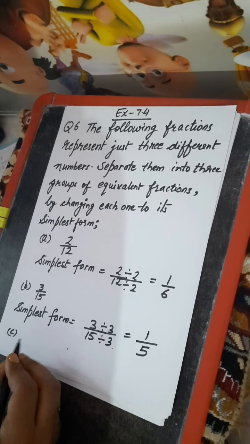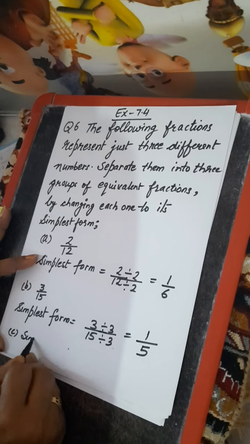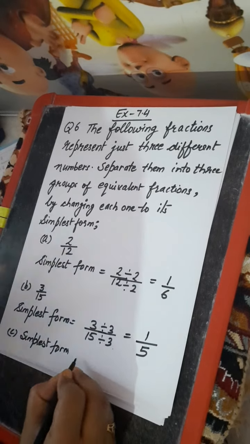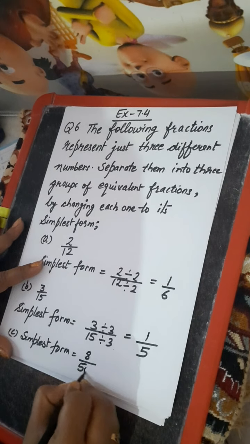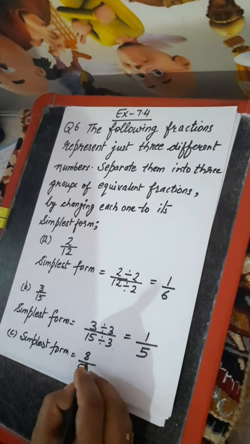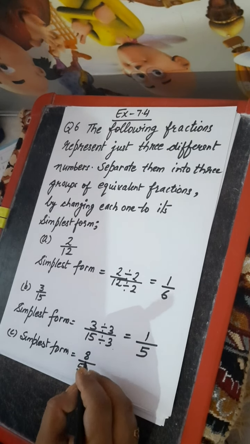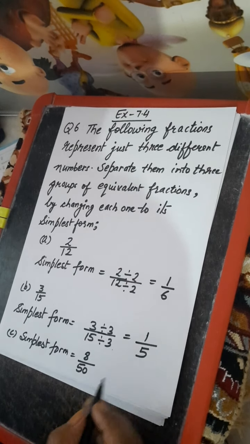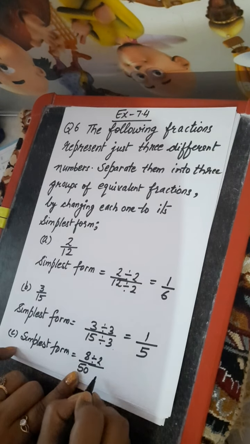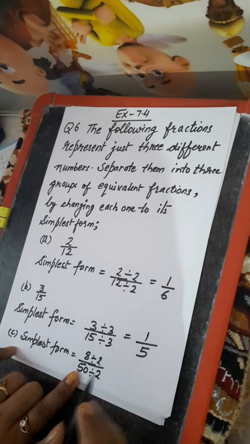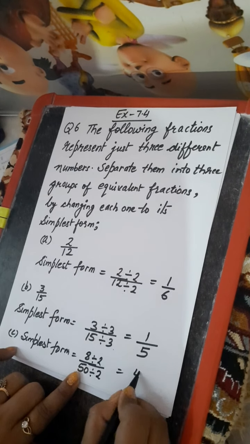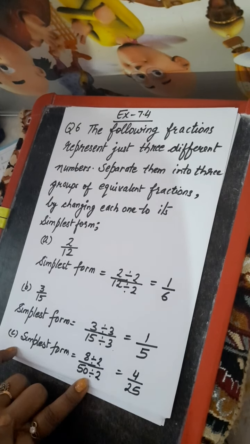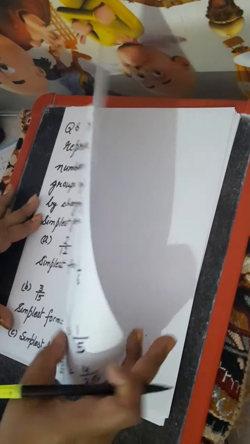Now next we have C part. In C part we have to write into the simplest form. That is, C part is 8 upon 50. Both are divisible by 2, because 8 and the 0 at the one's place of 50 are divisible by 2. So I will write 8 divided by 2, 50 divided by 2. 8 divided by 2 I will get 4. 50 divided by 2 I will get 25. So this is my A, B and C part.